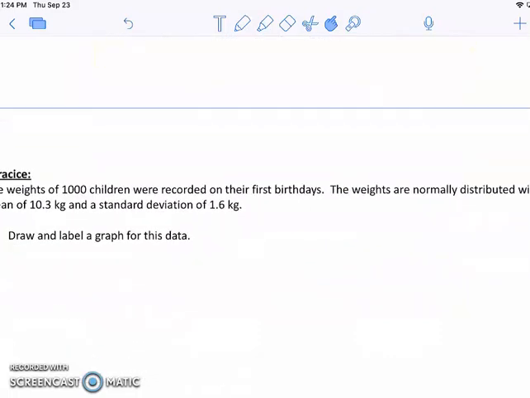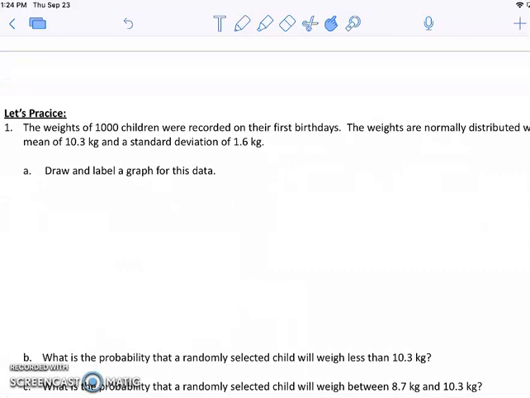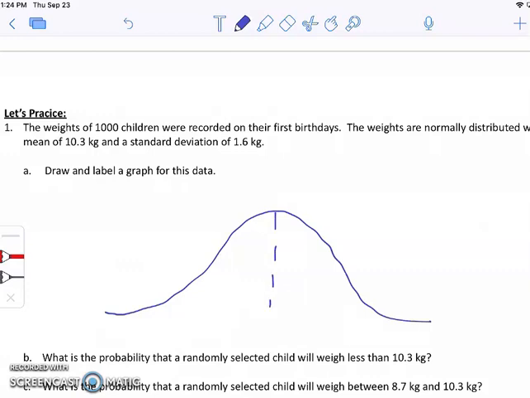I think it's a lot easier to look at this with some problems. The weights of 1,000 children were recorded on their first birthdays. Their weights are normally distributed with a mean of 10.3 and a standard deviation of 1.6. So draw and label a graph. I'm going to draw this curve, and in the middle I'm going to put the mean, 10.3. There are 3 standard deviations on each side: 1, 2, 3, 1, 2, 3. And the standard deviation is 1.6.